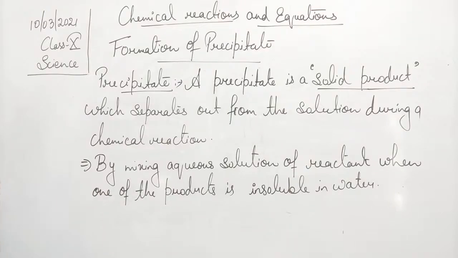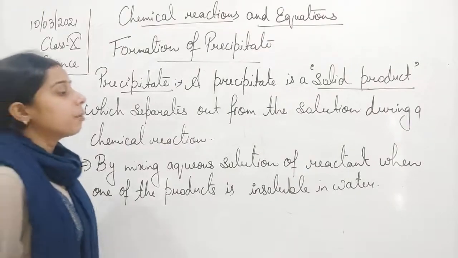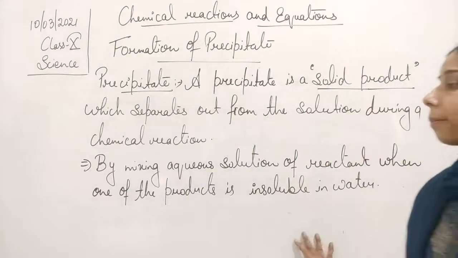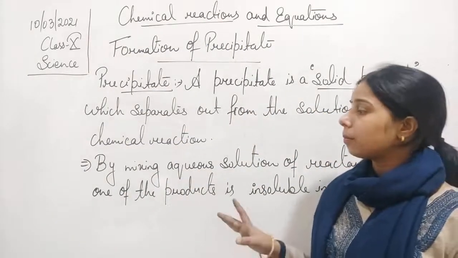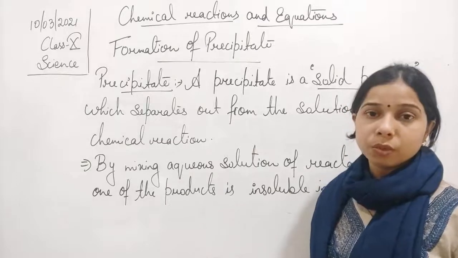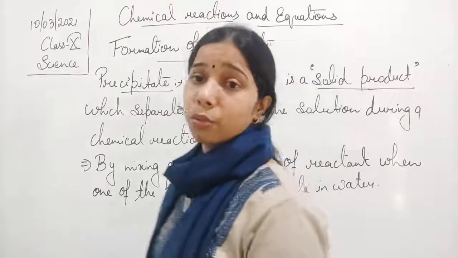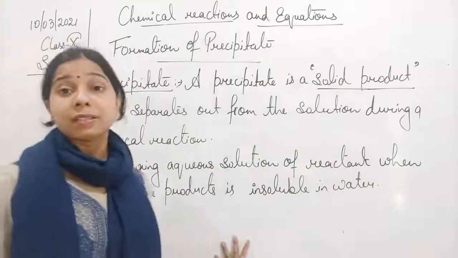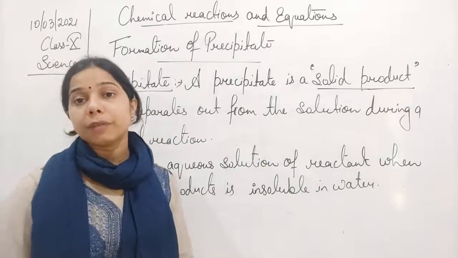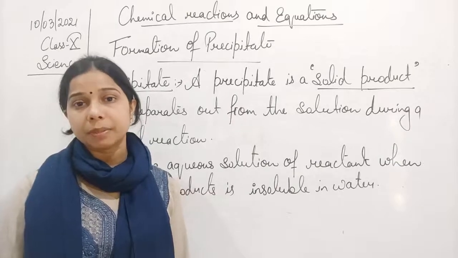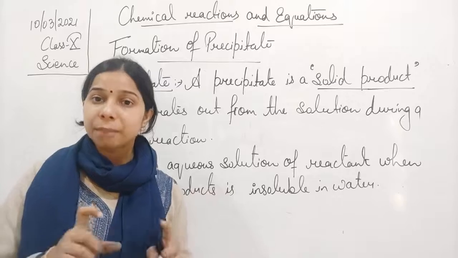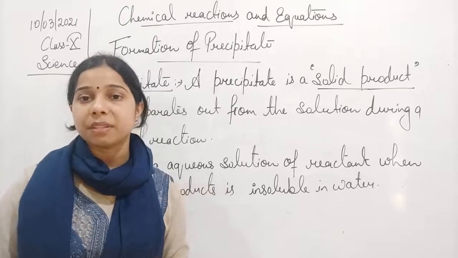Okay, so let us start with the formation of the precipitate. It can happen in different ways, students, such as by passing a gas into an aqueous solution, which will also create a precipitate. Like passing carbon dioxide into lime water, there is a formation of a precipitate. That's why we say that the lime water turns milky. That milky substance is actually the precipitate only.